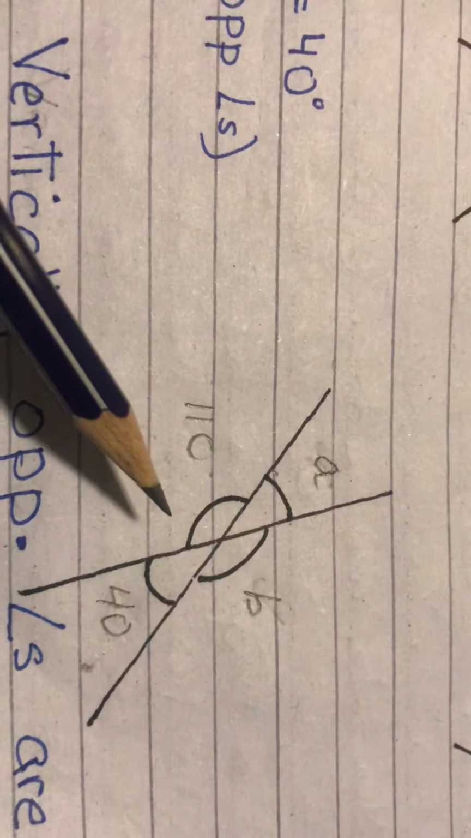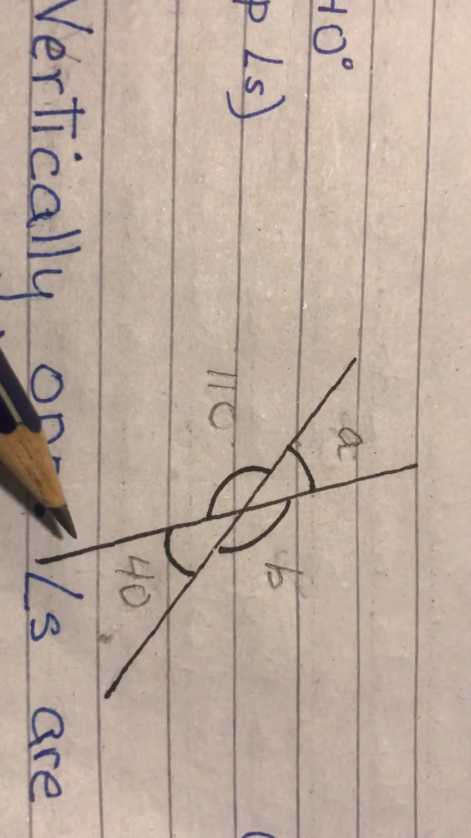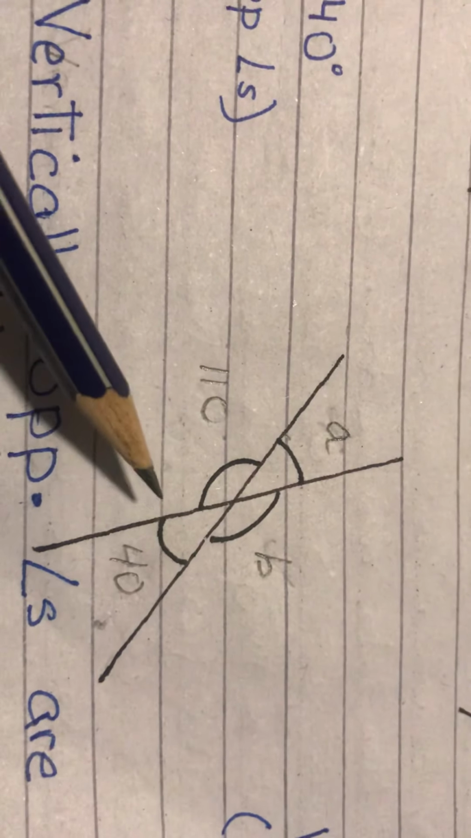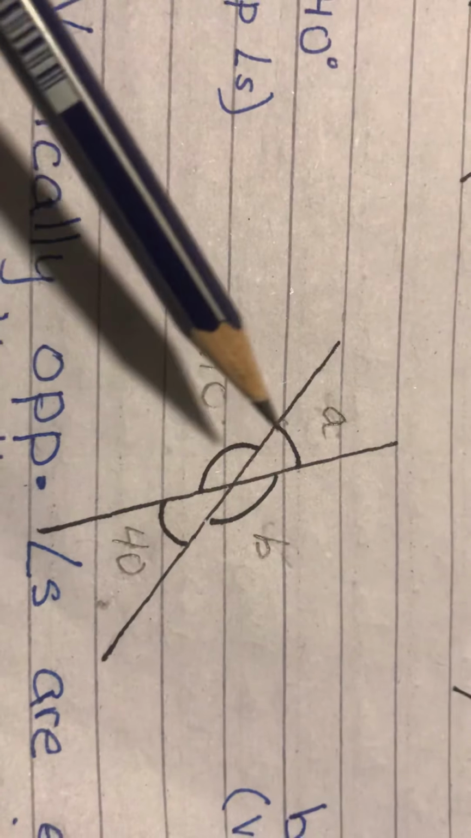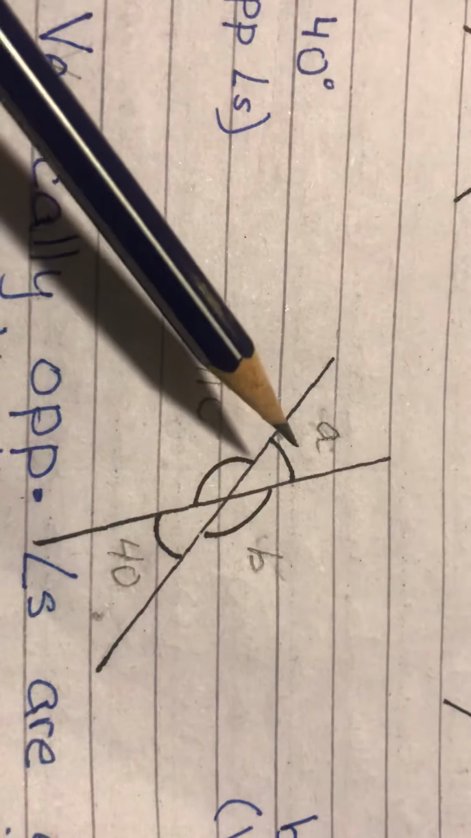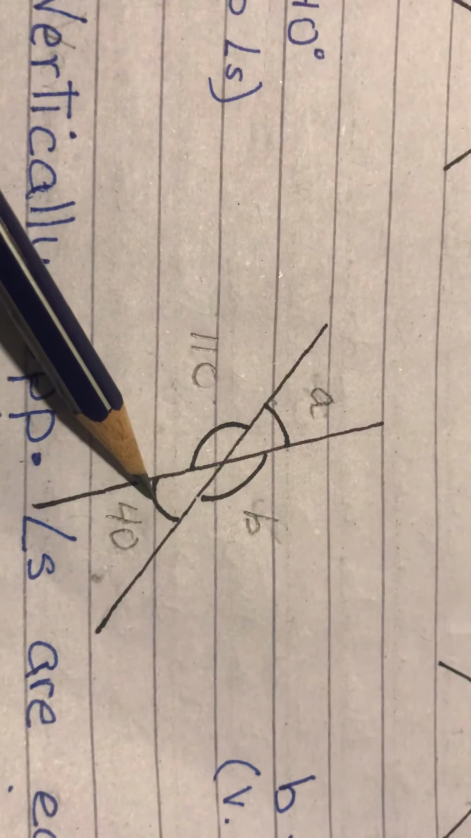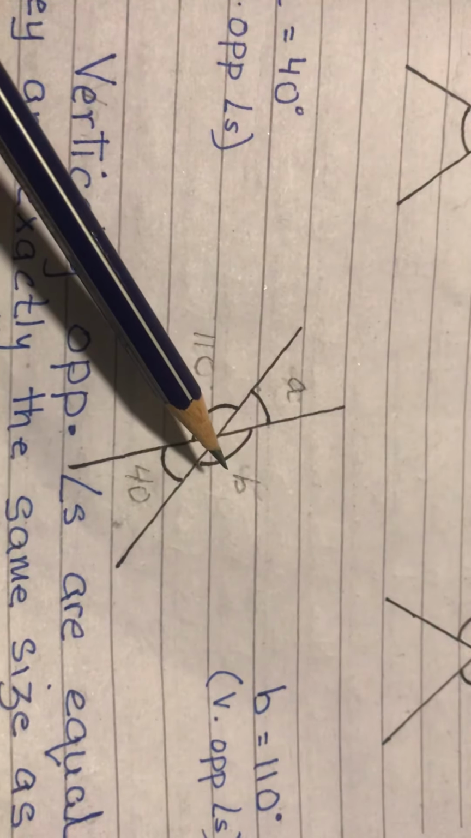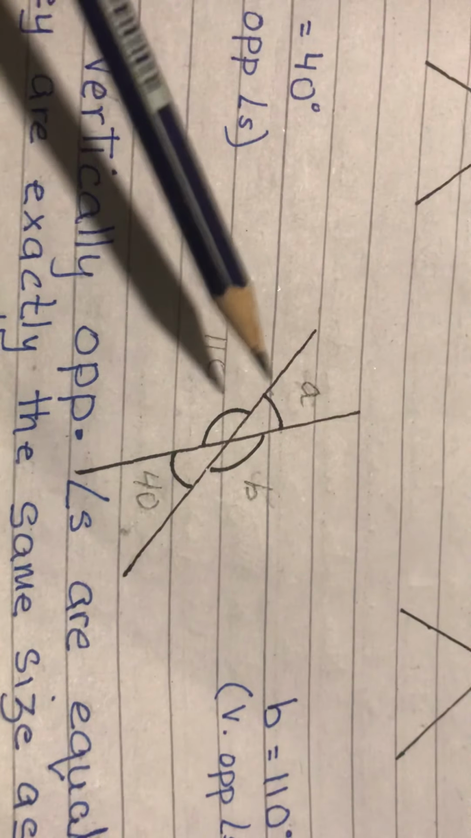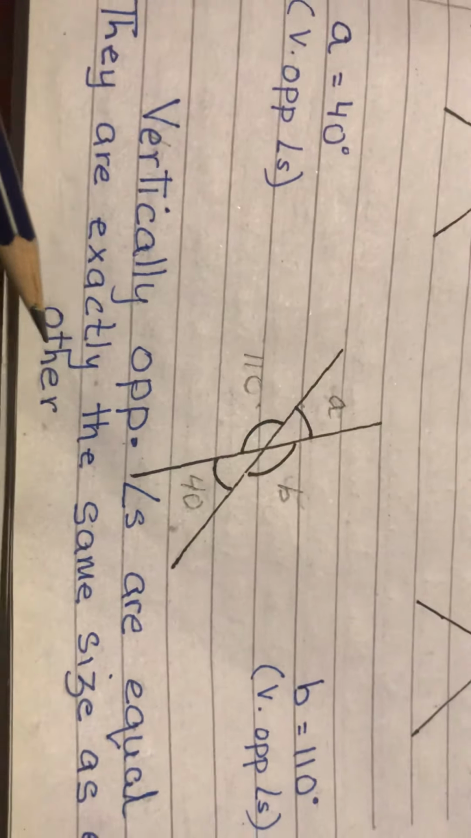Now, for example, we have these two lines crossing one another, right? And if we are told that the angle at the bottom is 40 degrees and we need to find the size of angle A. Now, because vertically opposite angles are equal to each other, angle A must also be equal to 40 degrees. In the same way, angle B should be equal to 110 degrees. Right? Because vertically opposite angles are exactly the same size as each other. Now let's prove it.